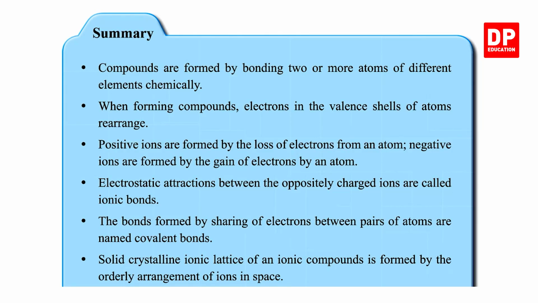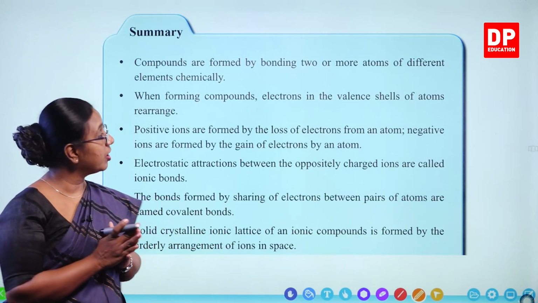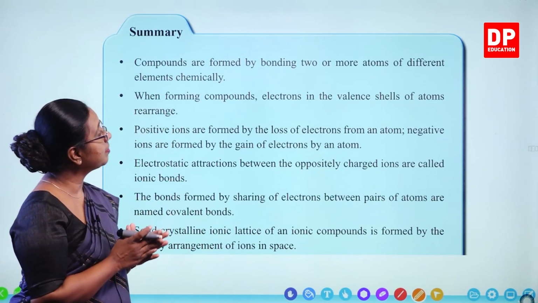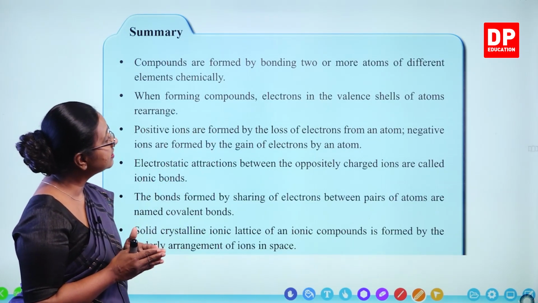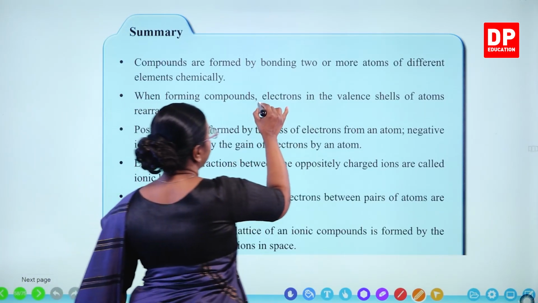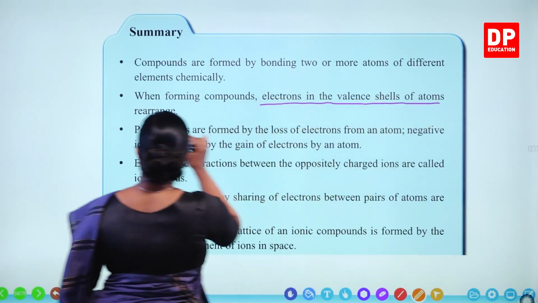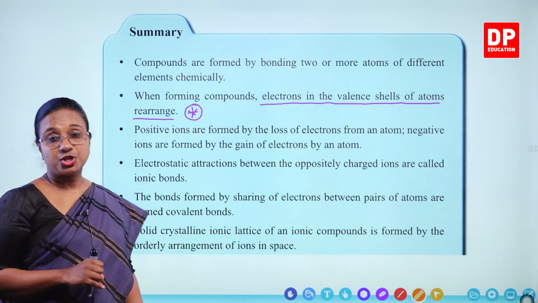Compounds are formed by bonding two or more atoms of different elements chemically. So it has to be two or more. Then they bond chemically. And when forming compounds, electrons in the valence shells of atoms rearrange. That is important. Rearrangement of electrons is what gives rise to the formation of bonds.